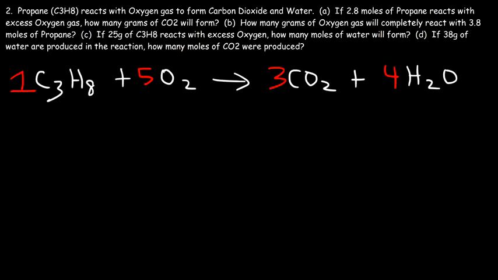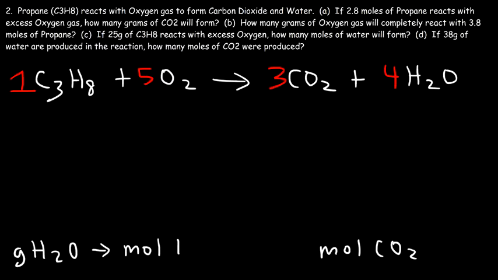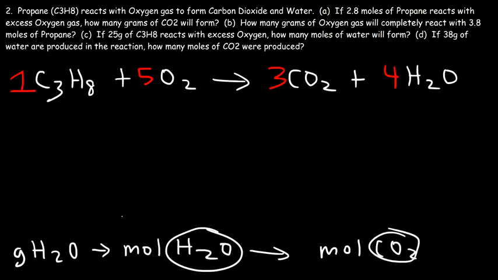Part D. If 38 grams of water are produced in the reaction, how many moles of CO2 were produced? So this time we're given the grams of water, and we need to find the moles of carbon dioxide. So just like before, first we're going to change the unit from grams to moles using the molar mass. And then using the molar ratio, we're going to change the substance from water to CO2.